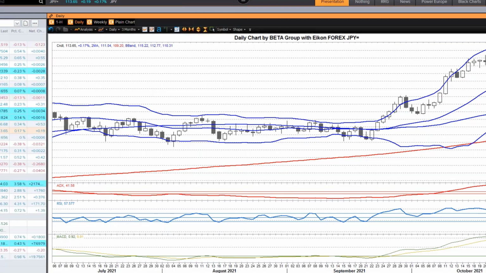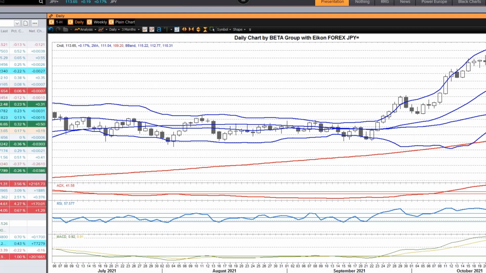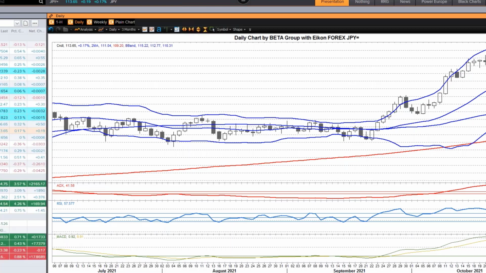At the moment, it's just weakened off a little bit, hasn't it? No surprise, given the importance of the level. That doesn't mean that it is going to fail, but it is no surprise that it has hesitated at that level. So I expect that we'll be talking a lot about this in the coming weeks, the Japanese yen.